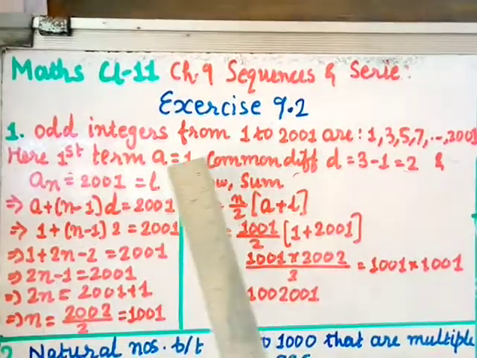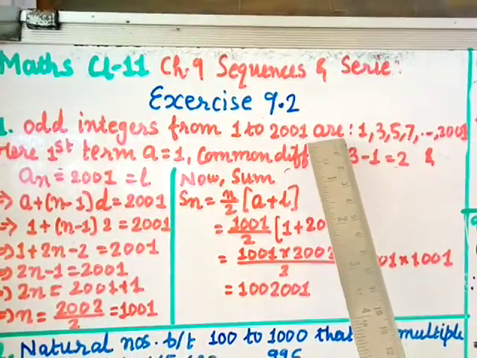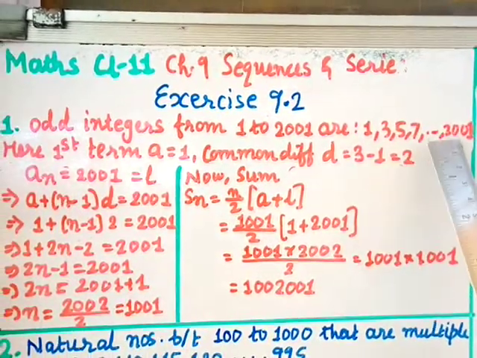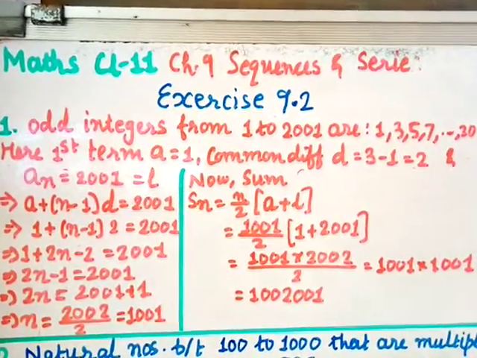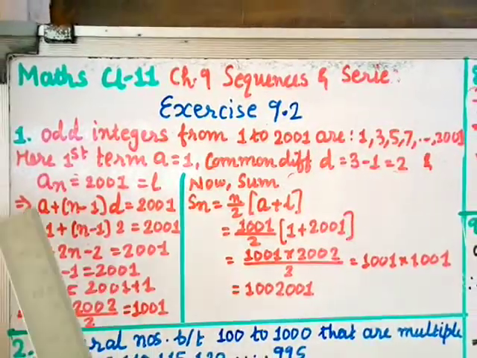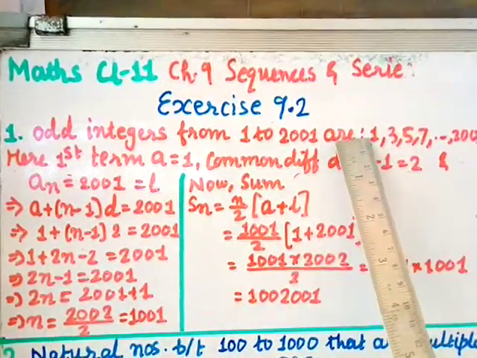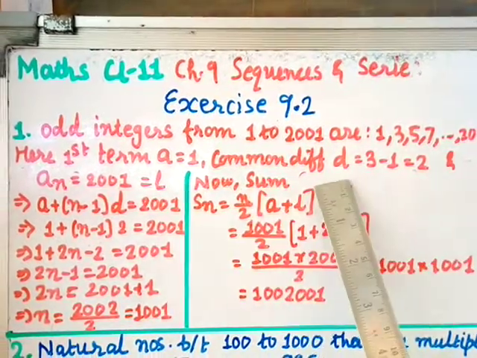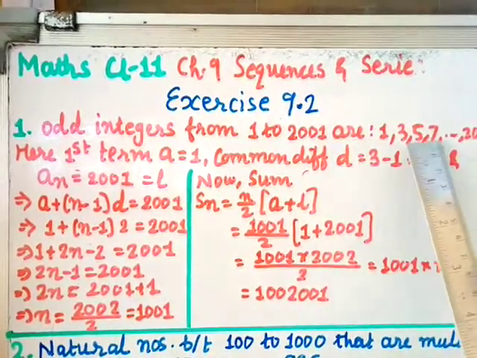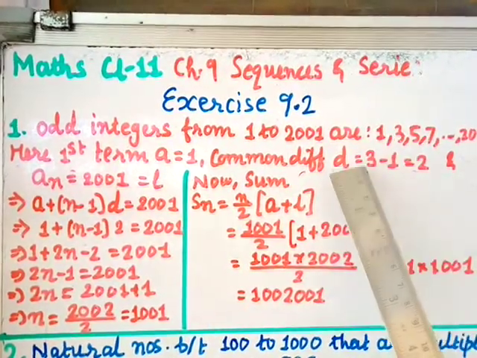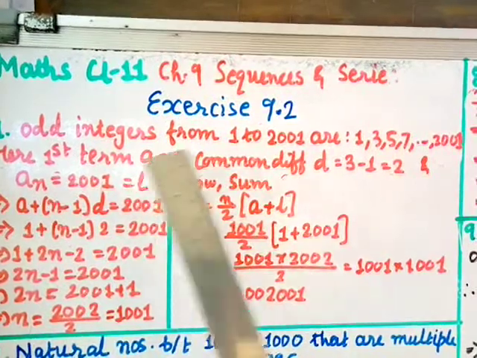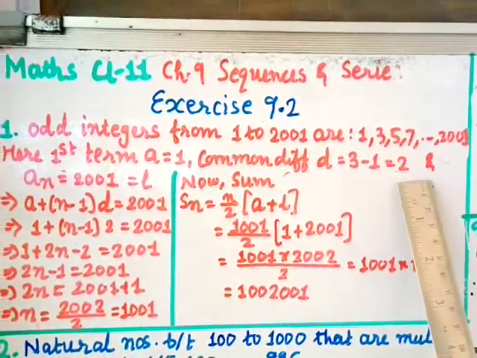Odd integers from 1 to 2001 are 1, 3, 5, 7 up to 2001. Okay, so these are the odd integers from 1 to 2001. Here the first term a equal to 1 and the common difference will be the difference of these two terms, 3 minus 1 or 5 minus 3 or 7 minus 5. So here we take 3 minus 1, which gives you 2. So first term a equal to 1 and the common difference d equal to 2.